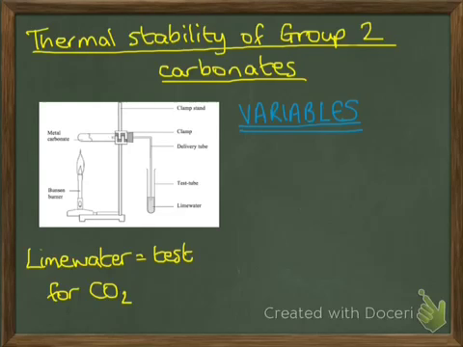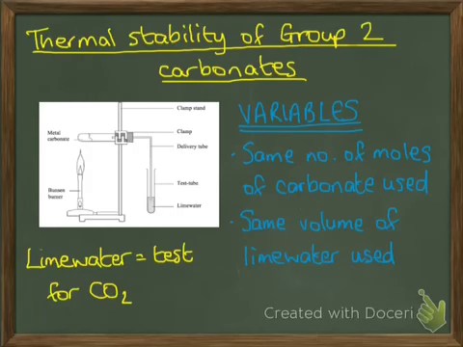Now, in order for the results of this experiment to be valid, there are some variables which must be kept the same. The first of these variables is that we should have the same number of moles of the group 2 carbonate used in each experiment. This should therefore mean that the number of moles of carbon dioxide produced in the experiment is the same each time. The next variable is that we should have the same volume of lime water in the test tube for each experiment. Different variations in the volume of lime water means that we get variations in the cloudiness of the lime water, which may mean that there will be errors made in judging the endpoint of the experiment.